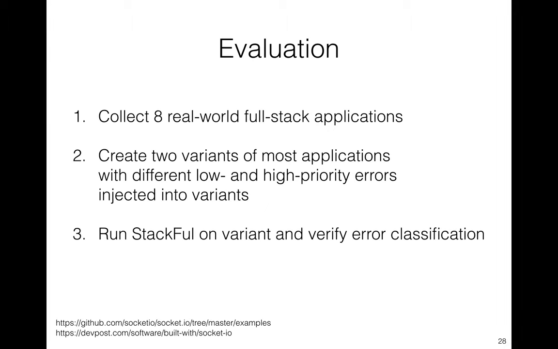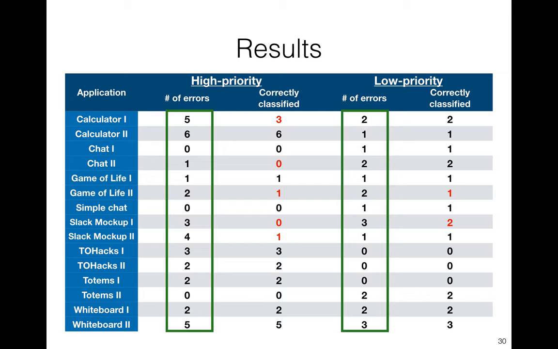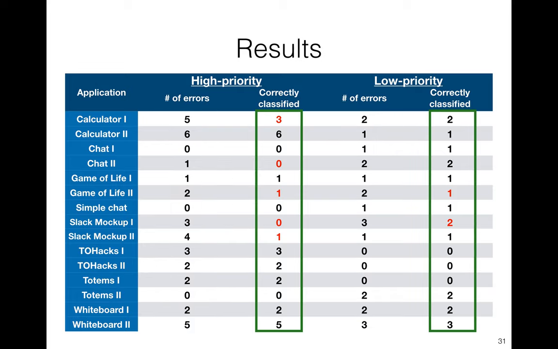I will now briefly describe how we evaluated Stackful. We first collected 8 full-stack web applications that were publicly available on the internet. We then created 2 variants of these applications, where we systematically injected different artificial low and high priority errors into these variants. And after generating a variant, we ran Stackful and we manually verified the error classification that it produced. And here are the results. The first and third number columns list the total number of respectively high and low priority errors in each variant, and the second and fourth columns list how many of these errors were correctly classified.